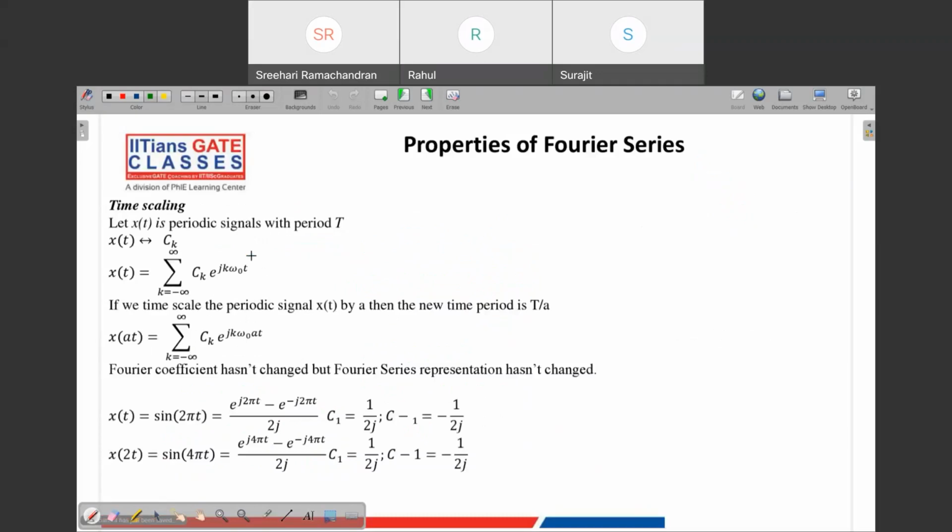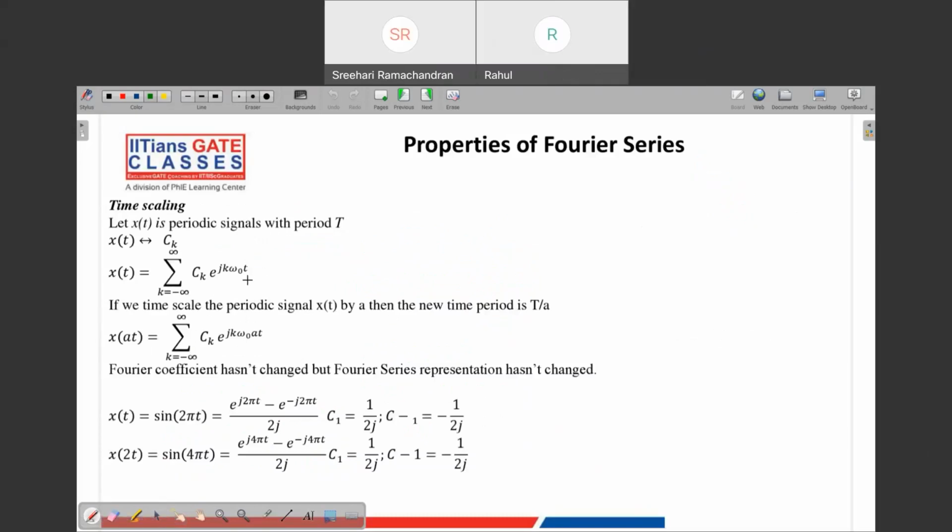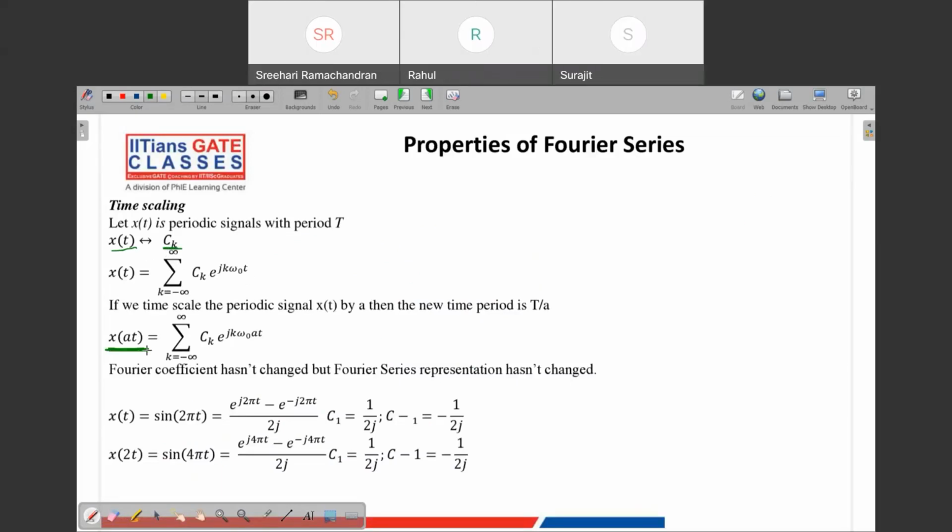Now the next property is the time scaling property. So if you have a signal x of t, its Fourier coefficient is c of k, and you're doing the time scaling of the signal. So let's say you have x of at after the time scaling. Now one important thing to note is that when you do the time scaling, the signal will still be a periodic signal, but its time period is going to change.